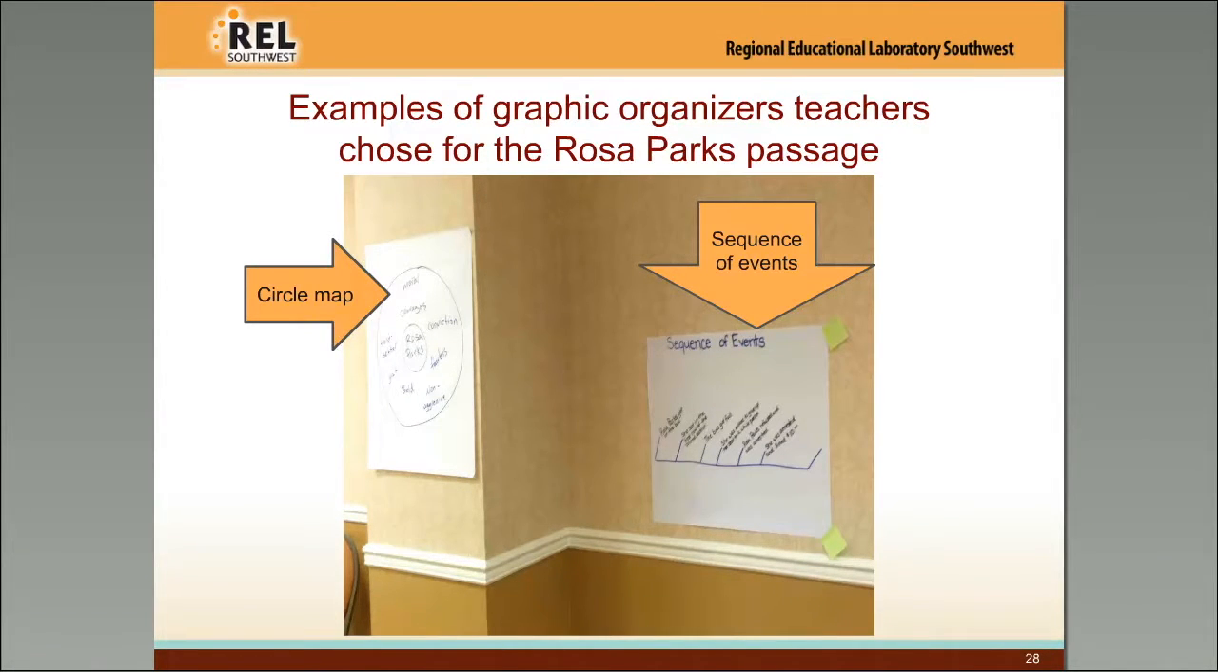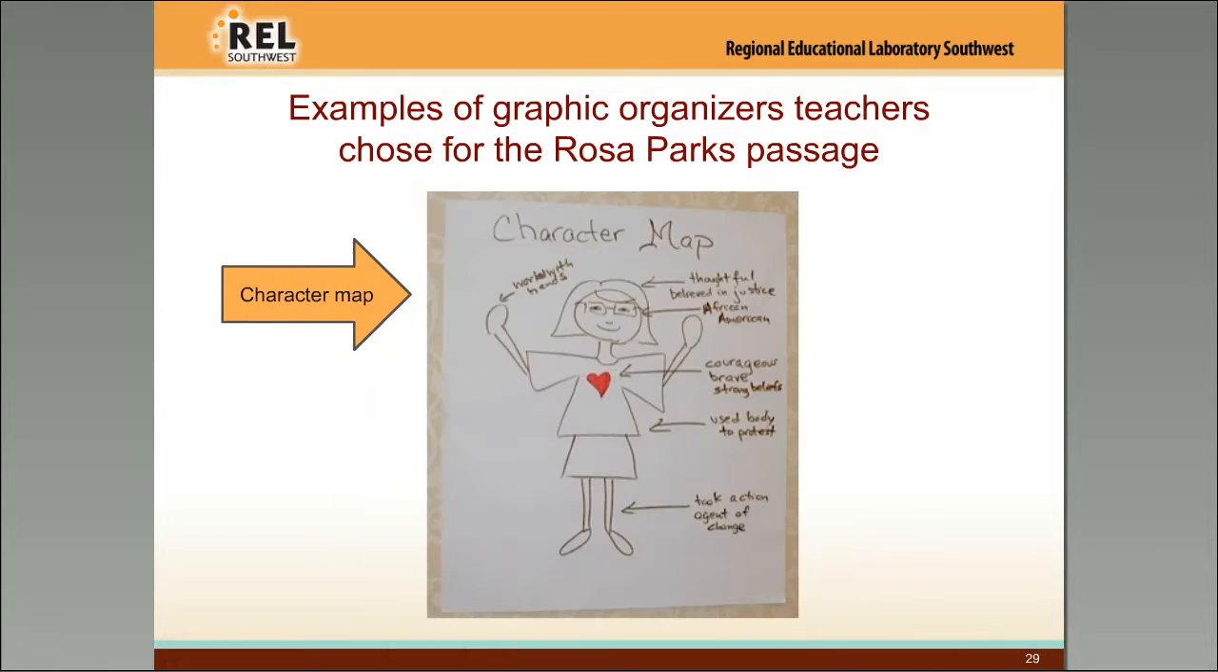The circle map, as someone suggested, with Rosa Parks in the middle and her different attributes around her, her characteristics, that she had conviction, that she was courageous, and so on. Also, as you mentioned in the chat pod, the sequence of events, a timeline with Rosa Parks first getting on the bus all the way up to her being arrested and fined $10. And there are a couple of others.